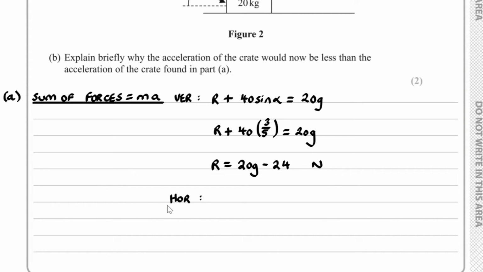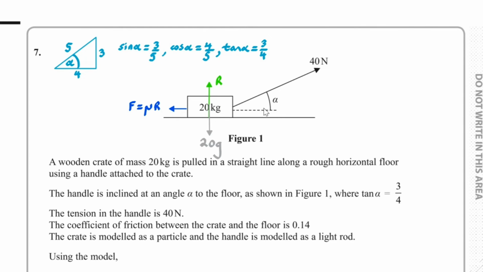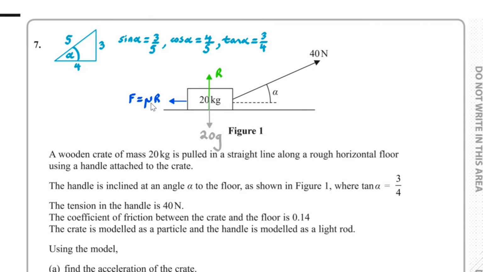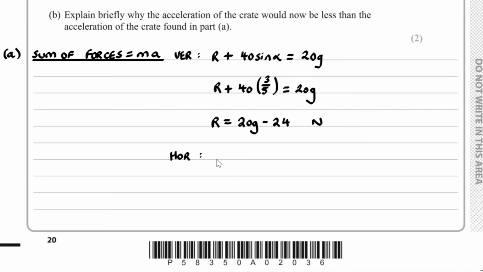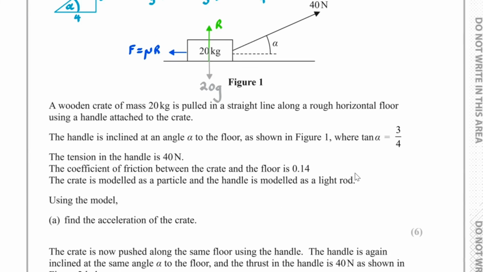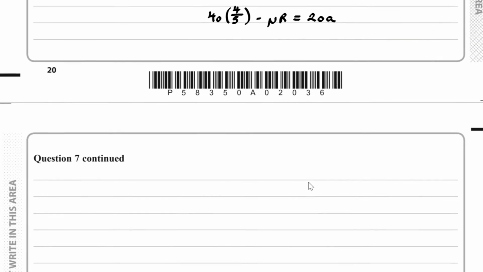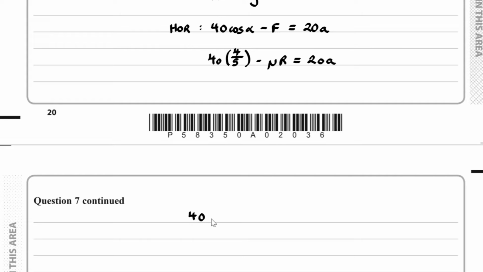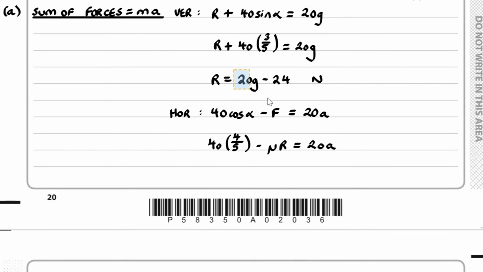And thinking about what we have horizontally, well, we've got the horizontal component forward of the 40, so that's 40 cos alpha, subtract F, and that's equal to the mass times acceleration. The mass is 20. We're finding out acceleration. So I've got 40 cos alpha minus F equals 20a. So I've got 40 times 4/5, subtract F. Now here F is equal to mu R, and that's equal to 20a. Now, do I know what mu is? Well, I know that mu is 0.14, that's the coefficient of friction. So I've got 40 times 4/5, subtract 0.14 times R, and I already know what R is, that's 20g minus 24.